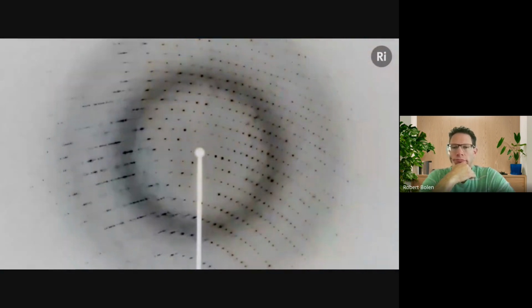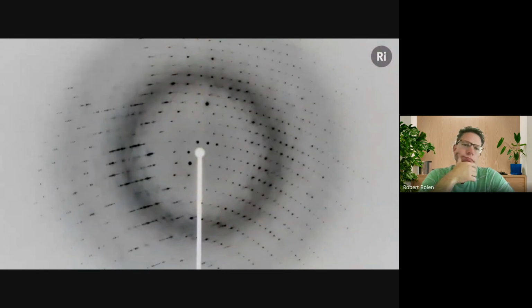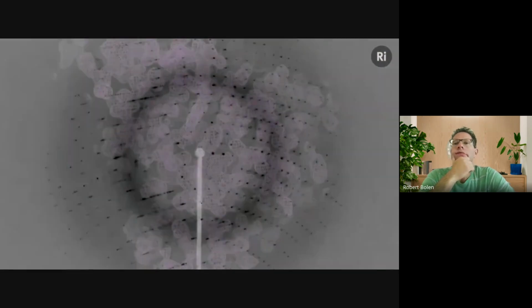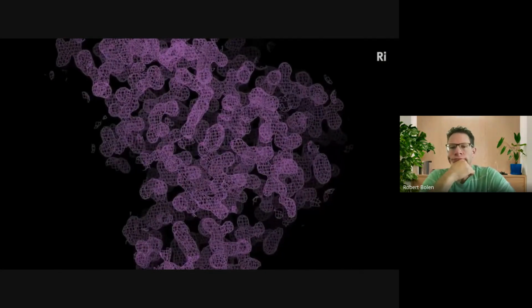Instead, we use X-rays, a form of light that has a wavelength about the size of an atom. But there are no lenses to focus X-rays, so we use our mathematical understanding of how light scatters to do the work of the lens for us. And that allows us to work backwards from the diffraction pattern to a three-dimensional image of the protein in the crystal.